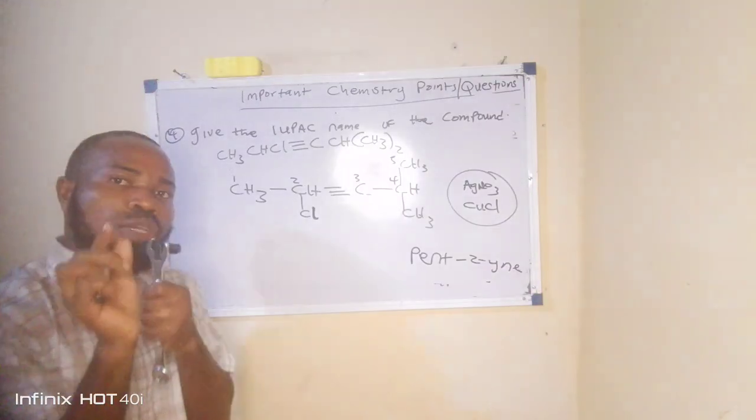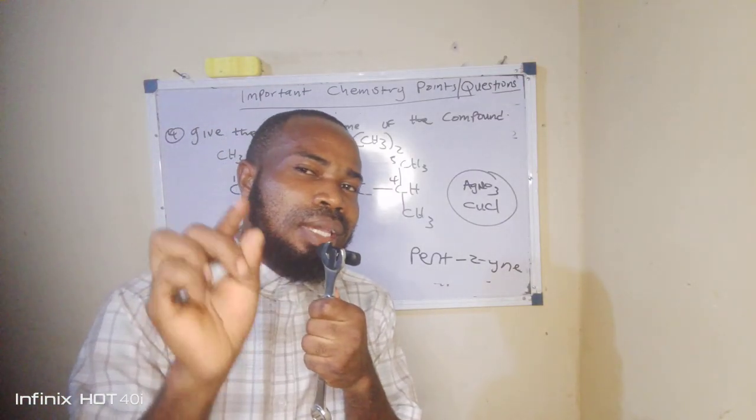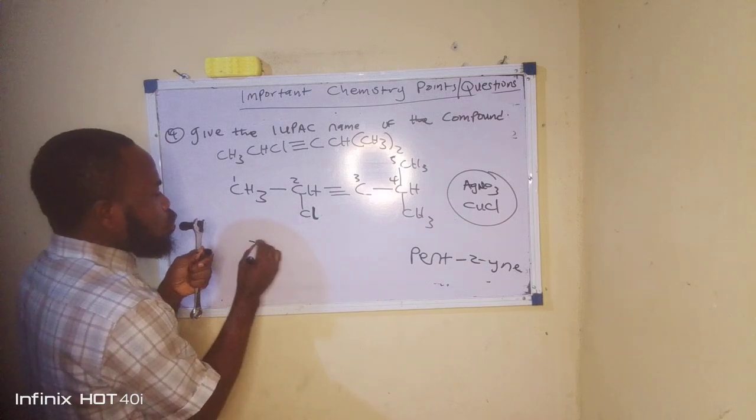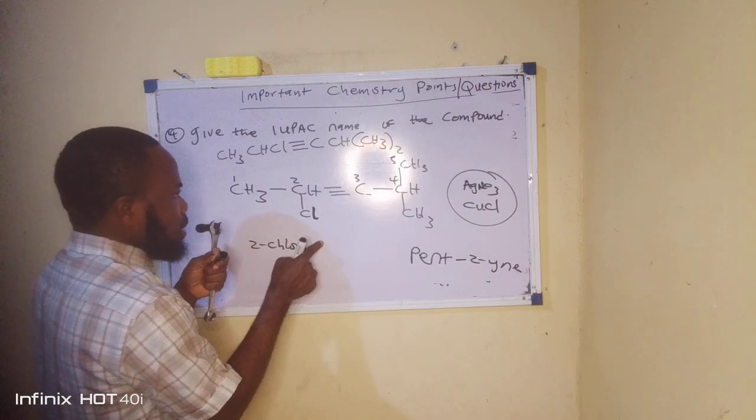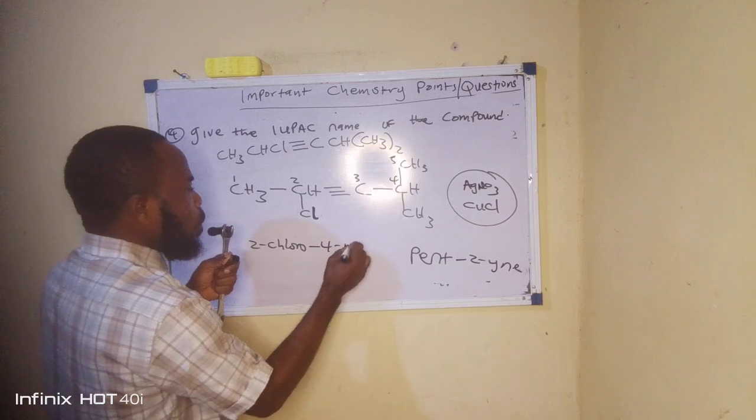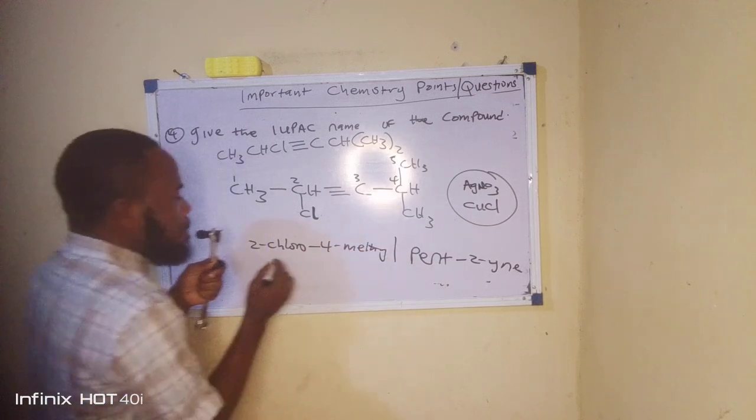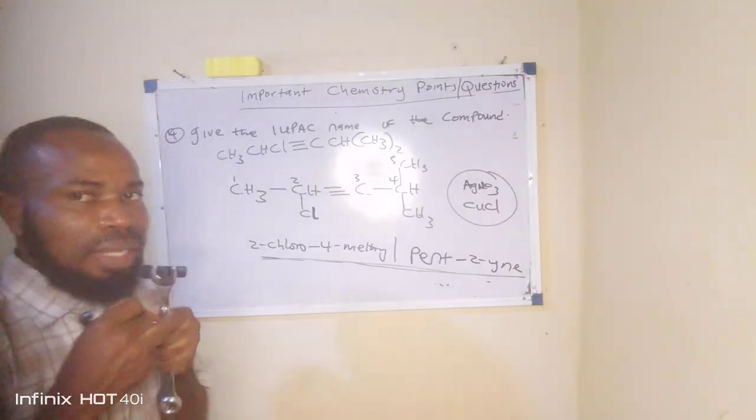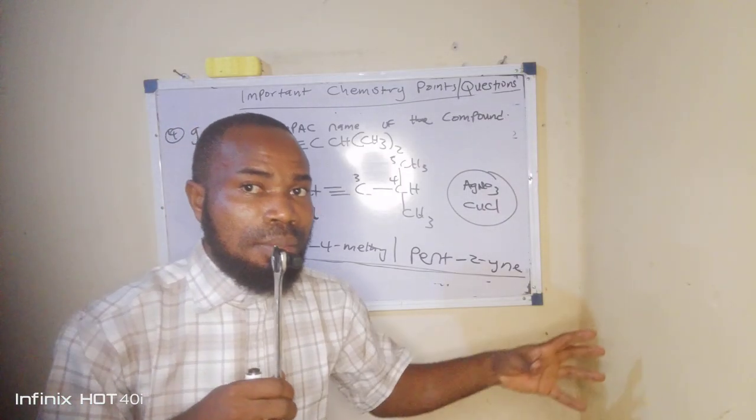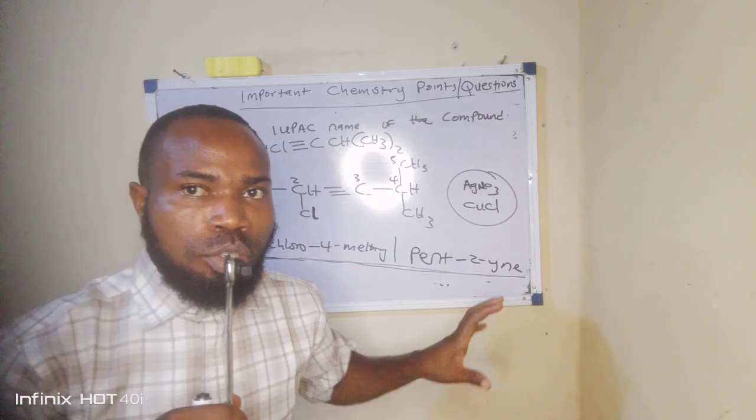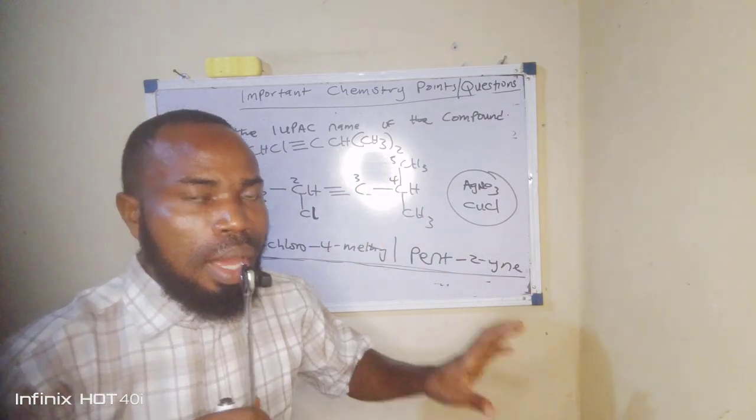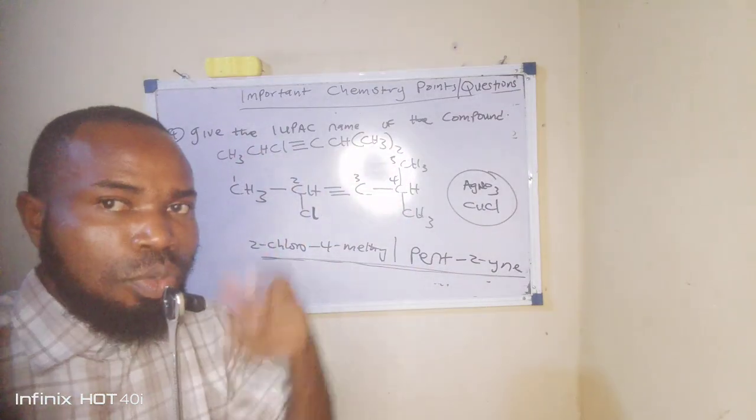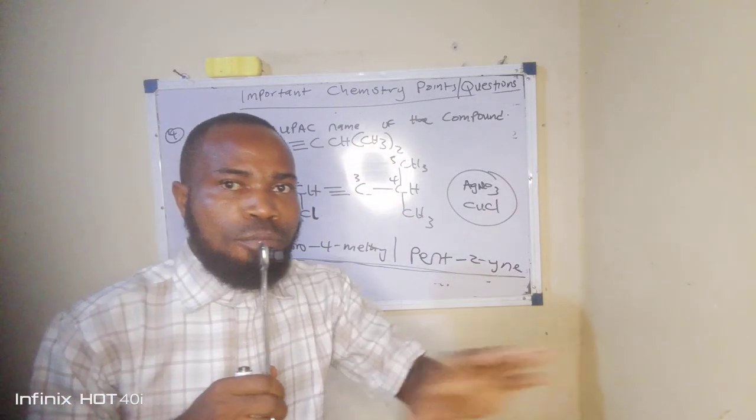So the substituents should be arranged alphabetically. So chlorine comes first. So it becomes 2-chloro. Get it now? Then we have 4-methylpent-2-yne. So this is the name of this particular compound. Now remember, in giving out the names, I'm taking my time to bring out some hidden things that you must know about this aspect of chemistry. This is nomenclature, but I'm using this series of lectures to review some few things in detail.